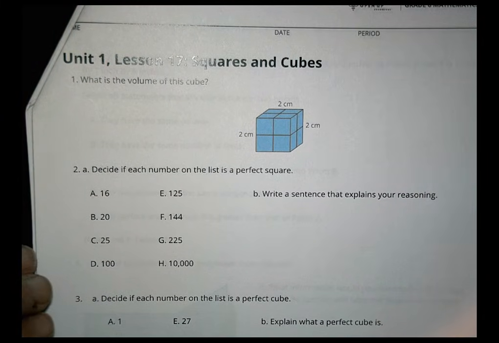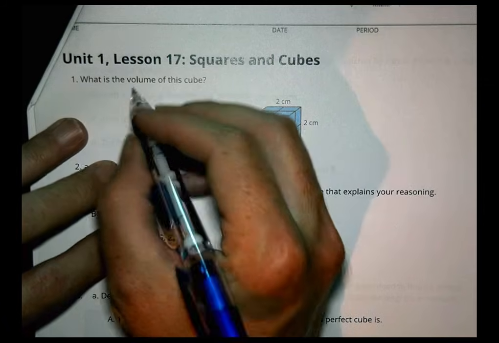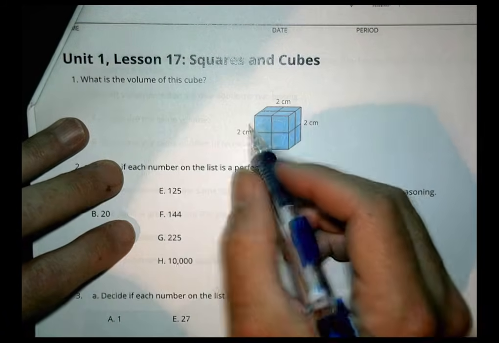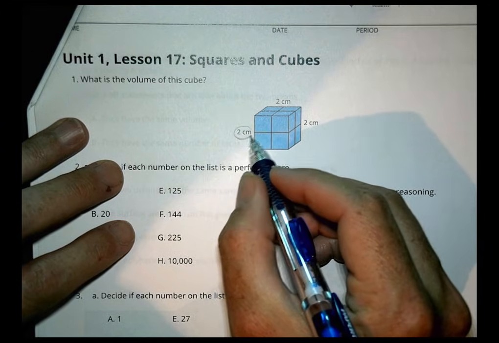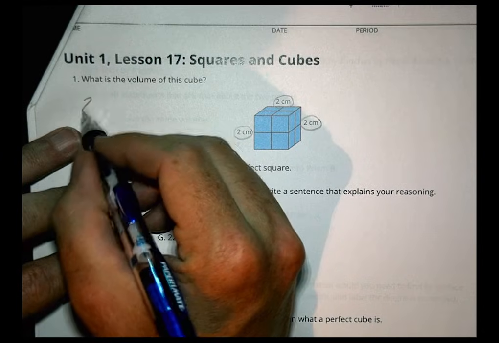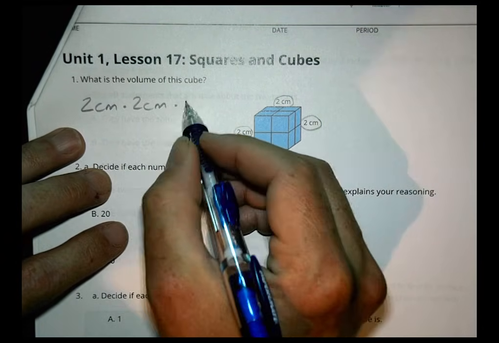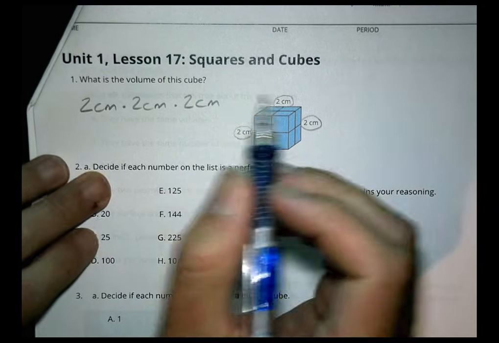Okay, homework for lesson 17, Math 6, Unit 1. What is the volume of this cube? Volume is found by multiplying the lengths that were given, the edge lengths of the cube. We have a 2 by 2 by 2. So I can write this as 2 centimeters times 2 centimeters times 2 centimeters.